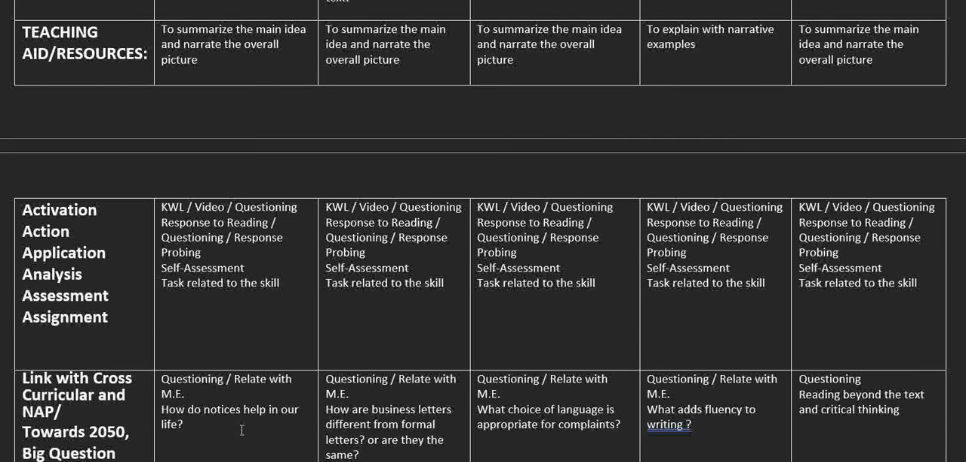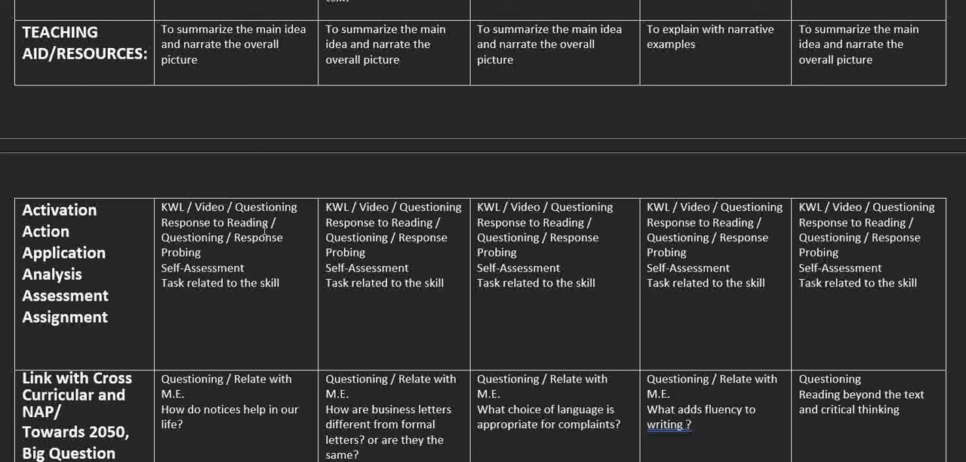The lesson structure is that we begin with KWL: what we know, what I want to know, and what I have learned so far. At the end of the lesson, you may refer to video lessons for notices, or you may research on the internet. It is expected that you bring your device with you. Then it is questioning and probing, that is, the action that is expected of you is response to reading.